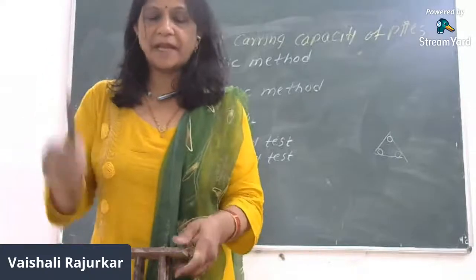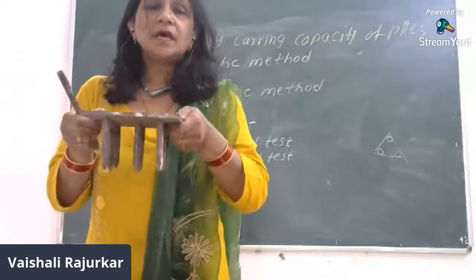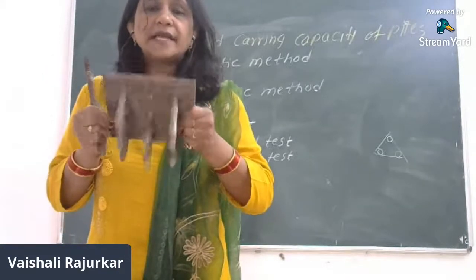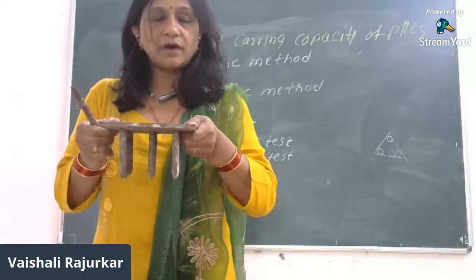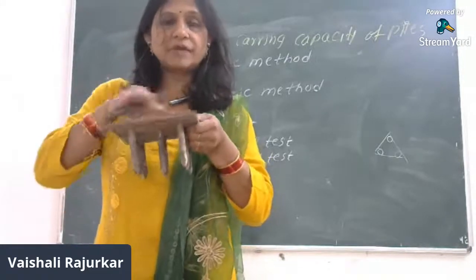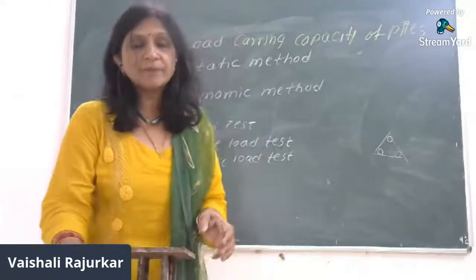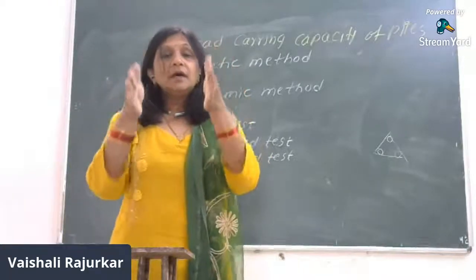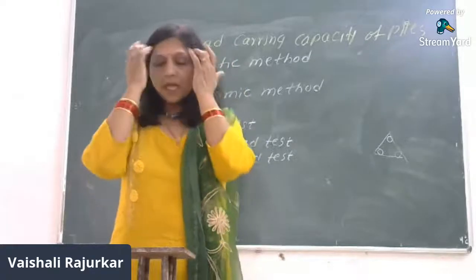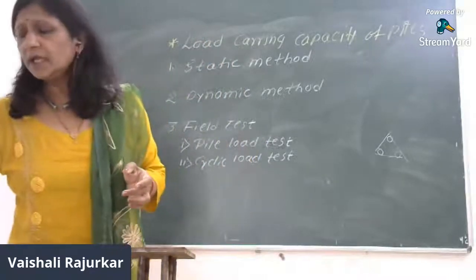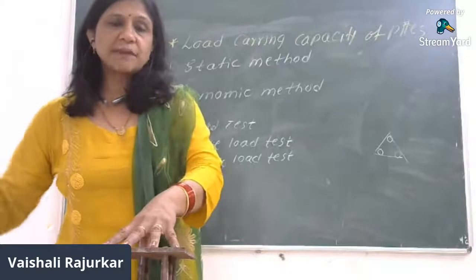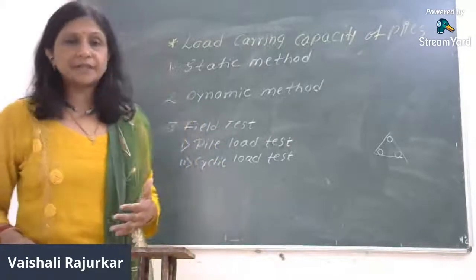You can see this is the pile and this is the pier. Now suppose these are the 9 piles which are inserted into the soil, and then all the piles are connected with the help of the pile cap. Then it will act as a group. So this group is a single pier, right? So here the load carrying capacity of this pile group is calculated by different methods, right?